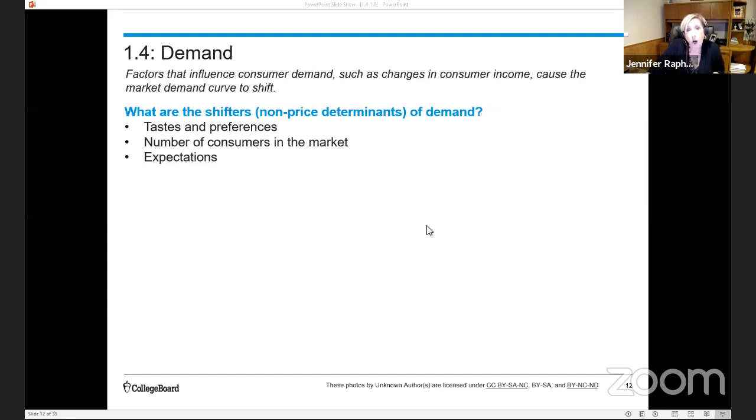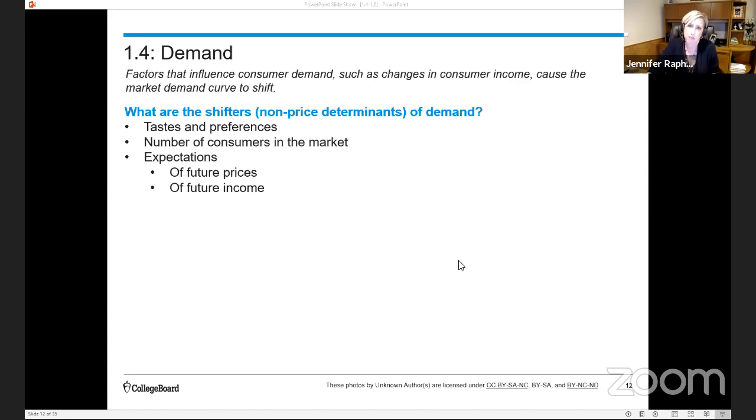Expectations play a big part in people's economic decision making. And on the consumer side, expectations of future prices and expectations of future income are the ones you probably want to be most familiar with. And this makes perfect sense. If you know that the price of something is likely to fall in the future, what's going to happen to your demand for it today? Aren't you going to buy less today and buy more in the future when the price is lower? So your expectation of what's going to happen is going to affect your buying today.